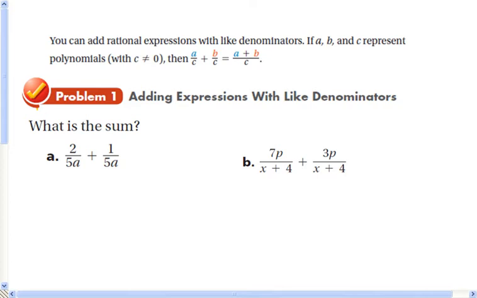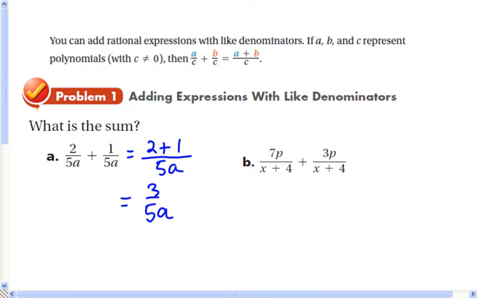Alright, you can add rational expressions with like denominators just by adding the two numerators together and putting it over the denominator. So that's not too hard here. All we have to do is add the 2 plus the 1 and use the denominator 5a, and so we get 3 over 5a. Of course, there'd be some restrictions on a, but I think we know that well now.